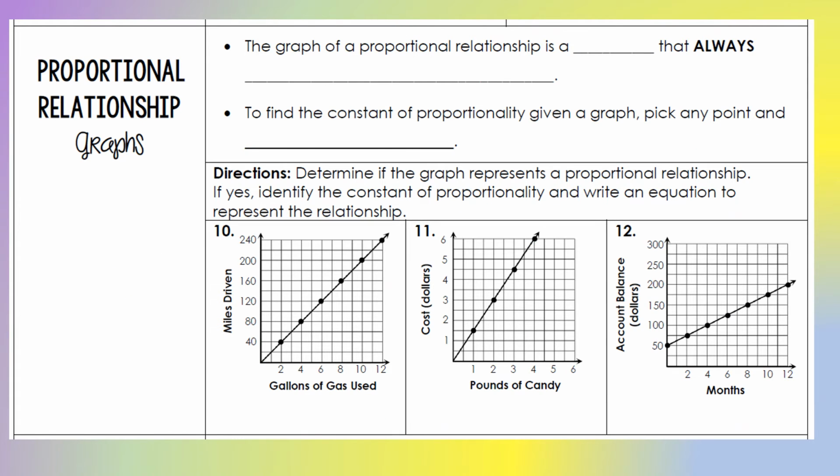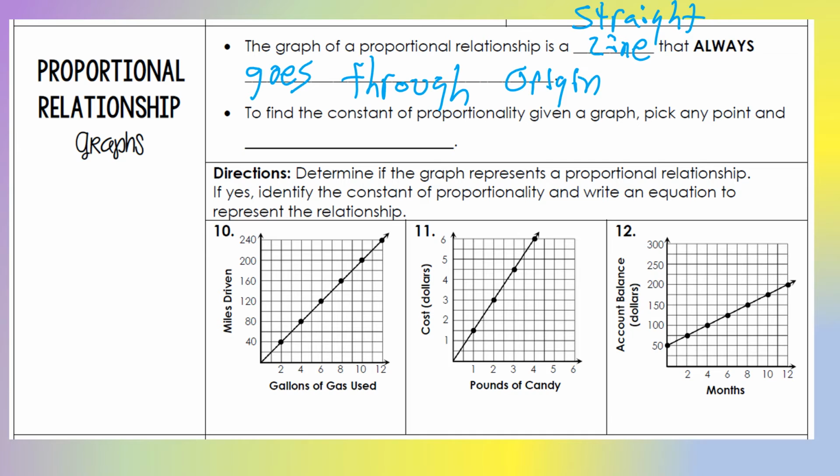Moving on. The graph of a proportional relationship looks a particular way. It is a straight line. We've seen plenty of these before. That passes through a certain point. Always goes through the origin. Always goes through the origin, and it is a straight line. The origin, remember, is 0,0.